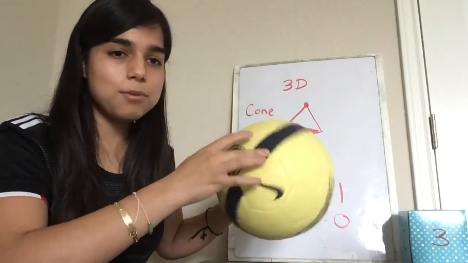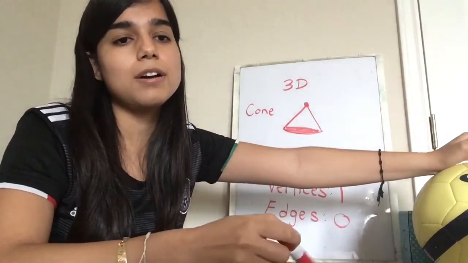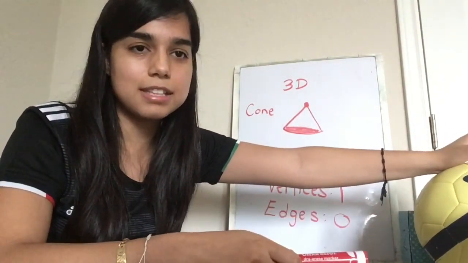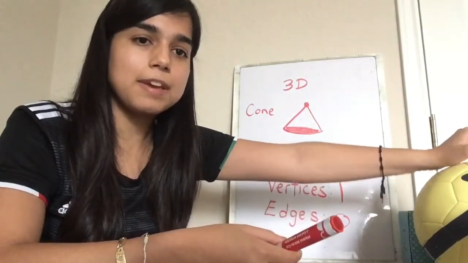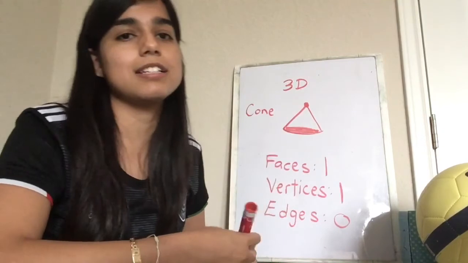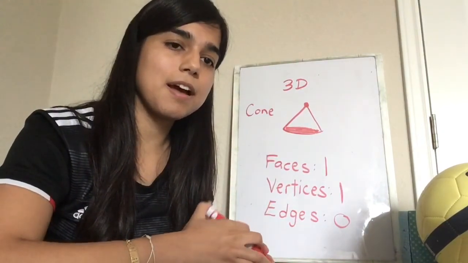All right, so maybe you guys can look around at home and draw different shapes, different things that are 3D shapes, and write them down and tell me how many faces, vertices, edges the shape has. Okay, if you have any questions, message me.